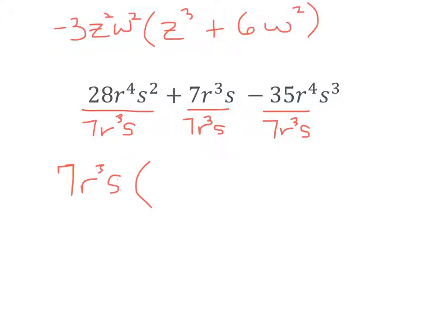So the first term, 28 divided by 7 is 4. r to the 4th divided by r cubed is just r. And s squared divided by s is s. Then the middle term, I'm just dividing 7r cubed s by itself, so I need to show plus 1. And then here, negative 35 divided by 7 is going to be negative 5rs squared. And again, you can always distribute it back. It should go back to the original problem.